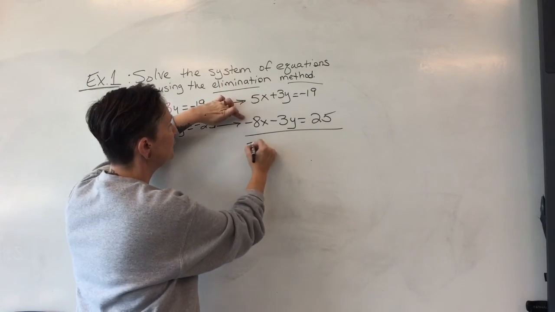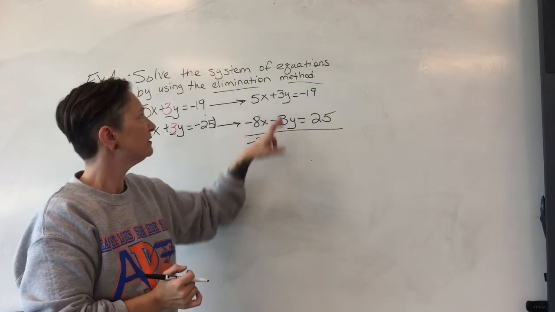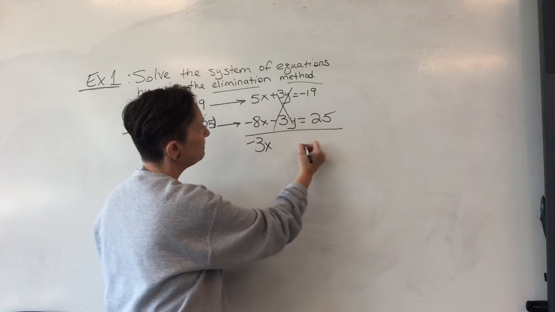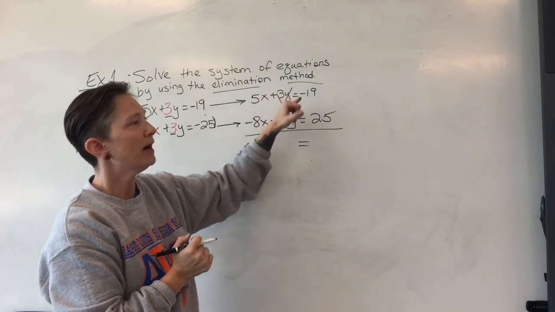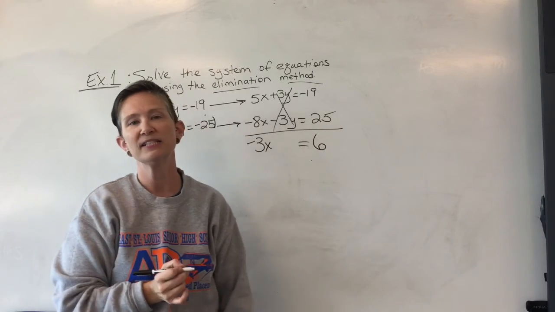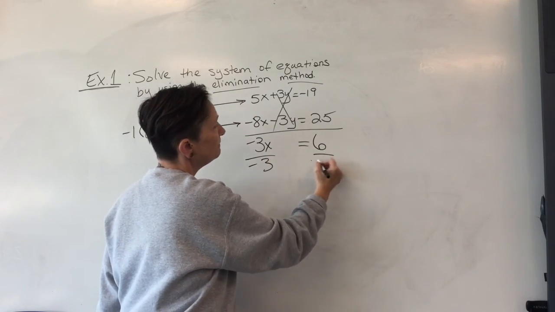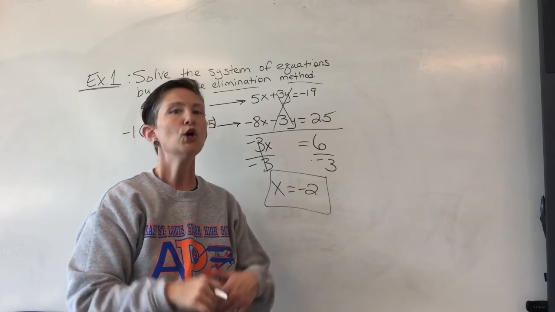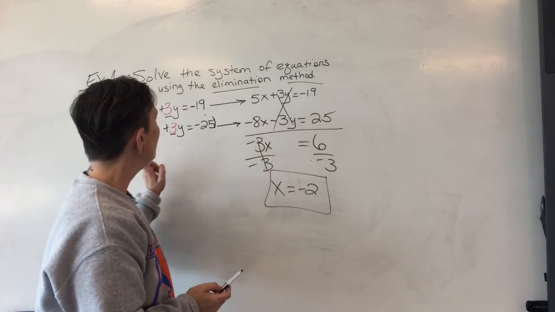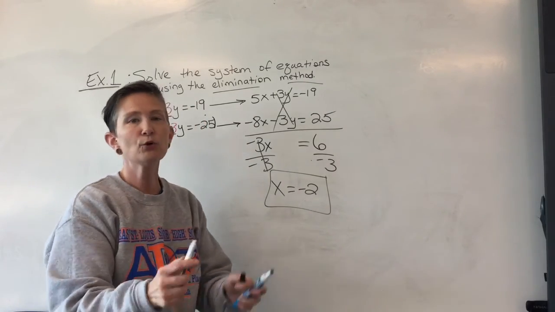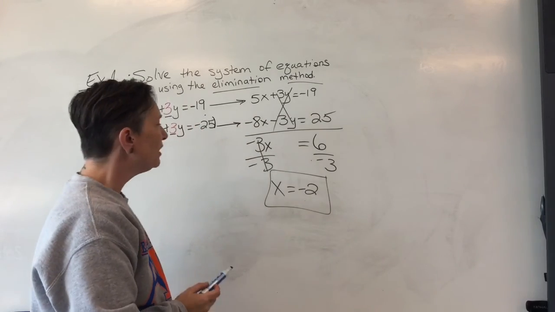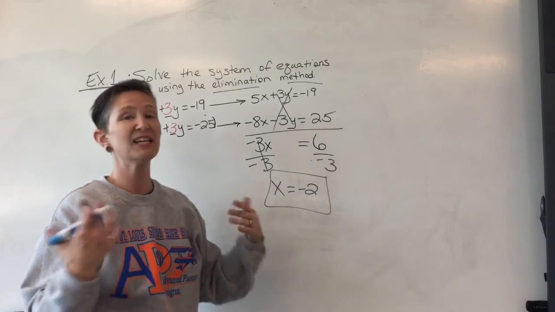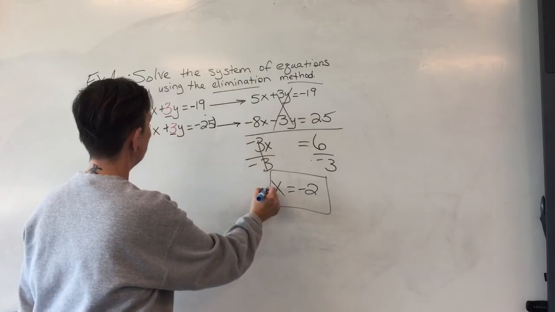So 5 minus 8, that's a negative 3x. 3 minus 3, that's 0, so I eliminate my y terms, equals 25 minus 19, well, that gives me a positive 6. Now I can divide by negative 3, and x is equal to negative 2. Once you get an x value, then you can choose which original equation you substitute negative 2 back in for x. Doesn't matter, makes me no difference. I'm going to stay consistent and use that second equation.